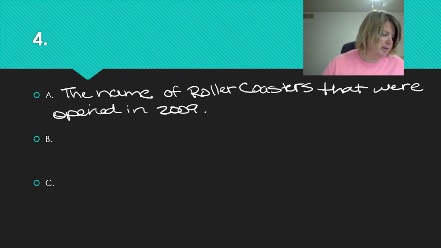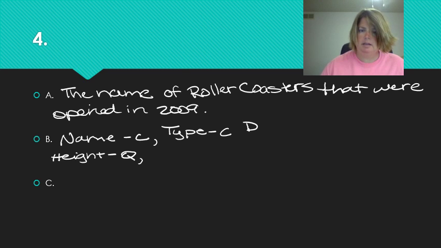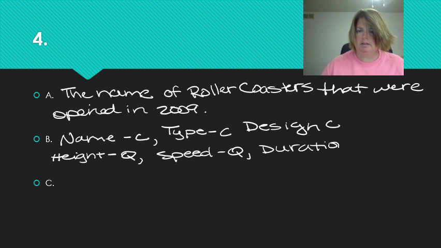All right, so part B, clearly identify each of the variables. So let's look at the first variable. The first one says roller coaster. So basically that's the name of the roller coaster, and that would be categorical. The next one is type, and that would be categorical. The next one is height. Height would be quantitative, it's a measurement. Design is categorical. Speed is quantitative, and duration is also quantitative.